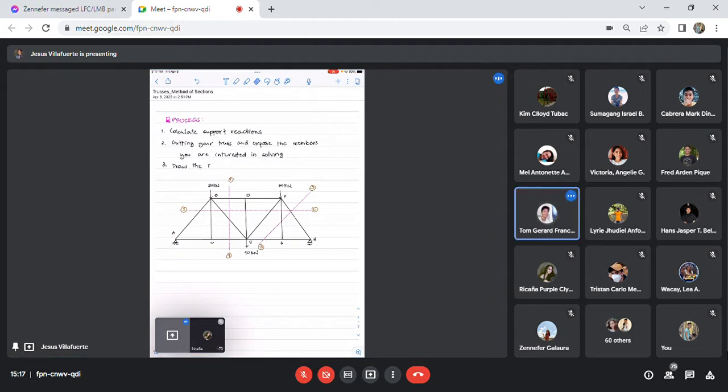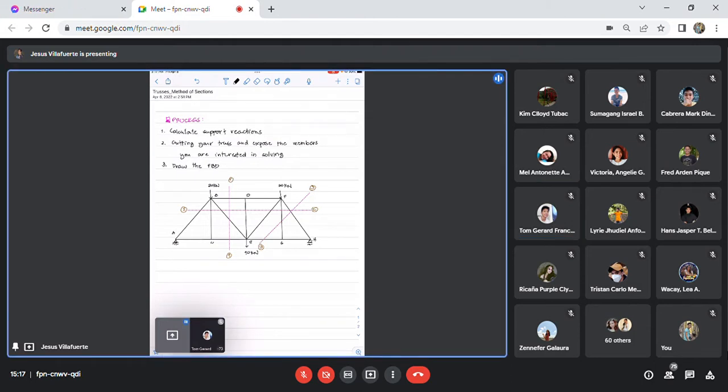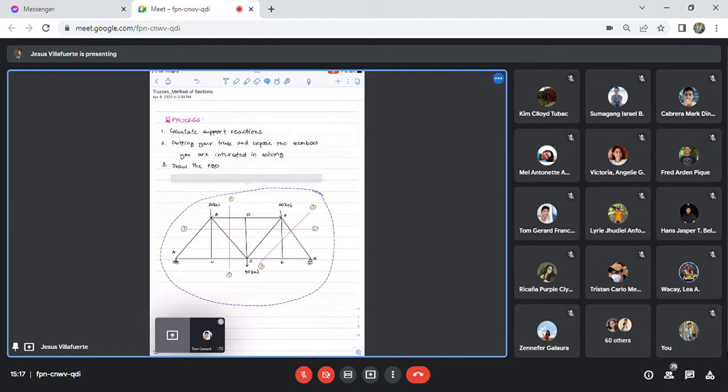Excuse me, sir. Multiple cuts or only one cut? You can make multiple cuts on one truss. You can chop it as many times as you want. Yes, we can cut at 1-1, 2-2, 3-3. It depends. That's fine, as long as you pass through only one point, or one member set, in your cut.